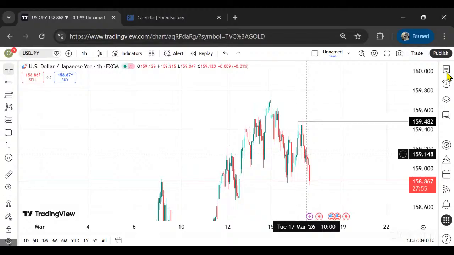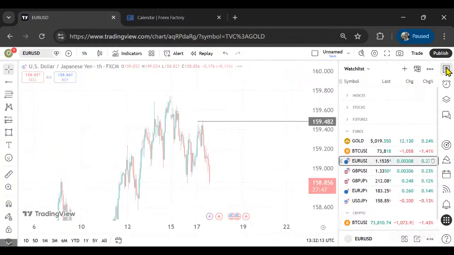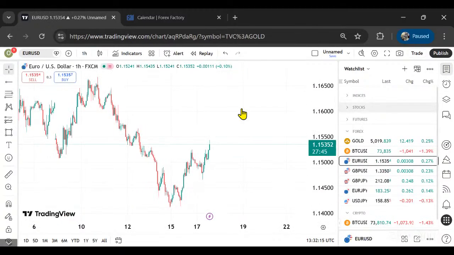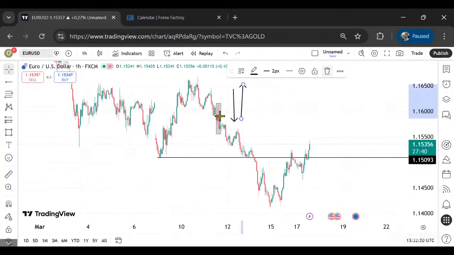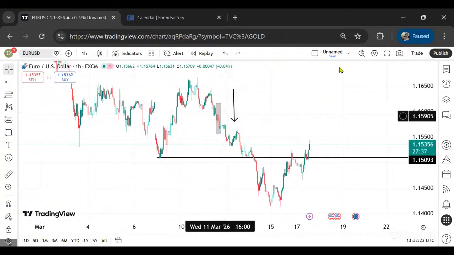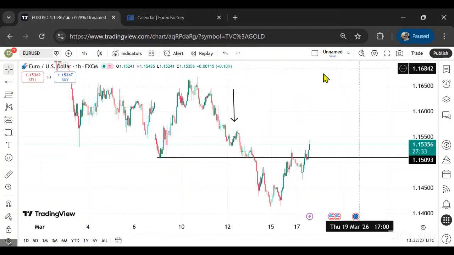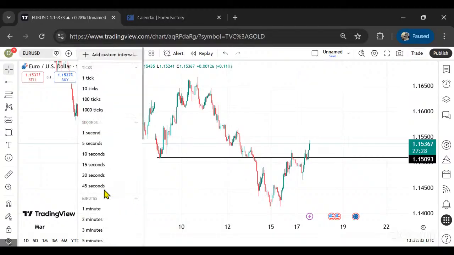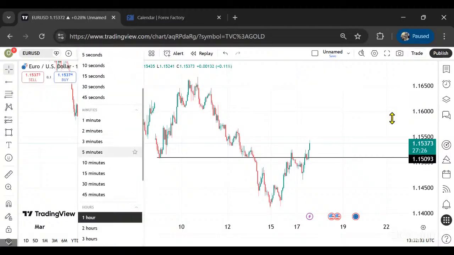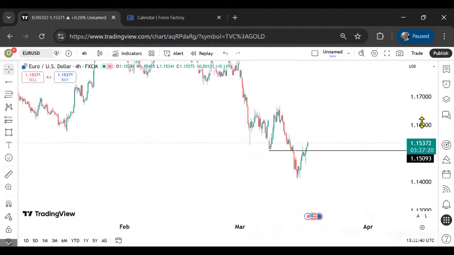Then there's another pair that I want to analyze. Let me quickly analyze Euro USD. All right. So Euro USD is actually overall downtrend. If you want to analyze the chart, always start from a higher time frame, like the 4 hour or daily time frame, to see what is happening.